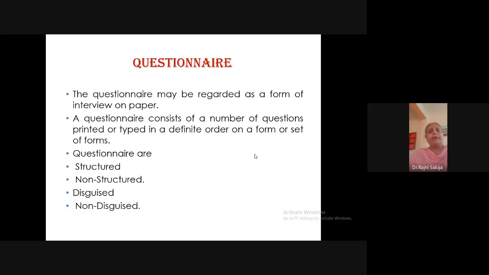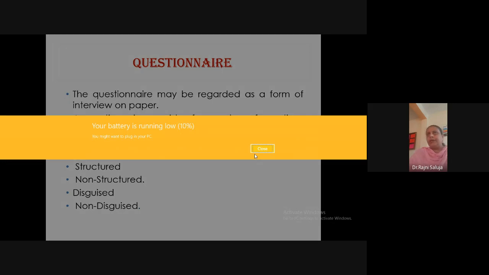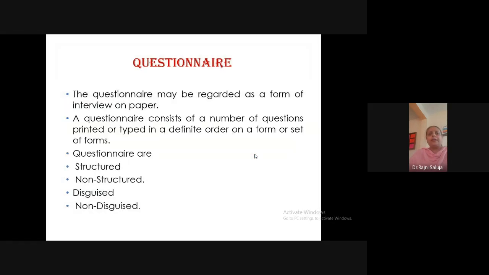We start from the demographic profile. We start with the personal information of the respondent. Then step by step, we move to the main part of the research, that is, what topics related to our research and what questions related to the research we have to ask to the interviewee, to the respondent whom we are asking the questions. Now, questions can be structured, non-structured, disguised, and non-disguised. Now, what is the difference between all these?